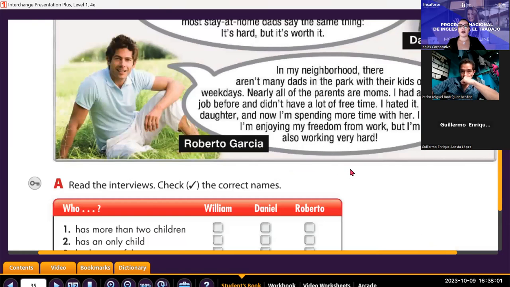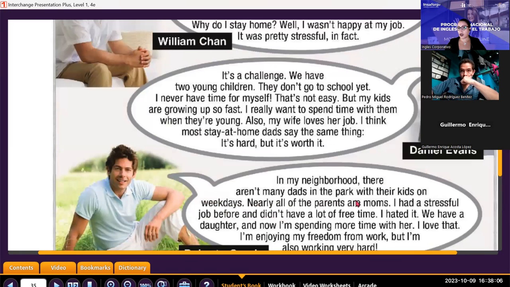Now, the last one is Roberto Garcia. He said, in my neighborhood, there aren't many dads in the park with their kids on weekends. Nearly all of the parents are moms. I had a stressful job before, and I didn't have a lot of free time. I hated it. We have a daughter, and now I'm spending more time with her. I love that I'm enjoying my freedom from work, but I'm also working very hard.